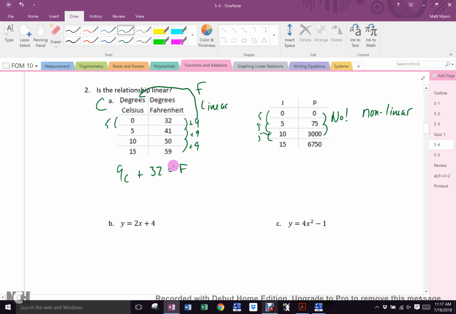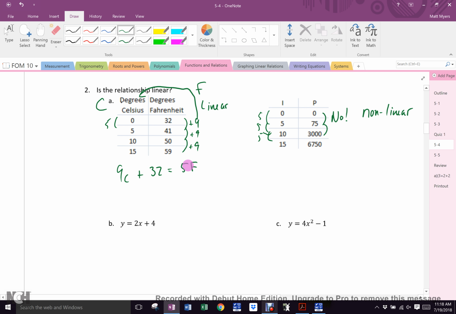Well, if this affected the independent variable, what does this affect? The dependent variable. So now I have 9C plus 32 equals 5F. Let's check. Does that work? 9 times 0 is 0. 0 plus 32 is 32. That's not 5F. Doesn't work, does it?